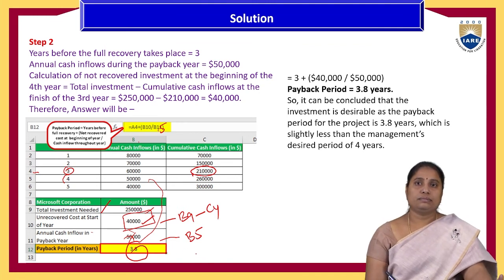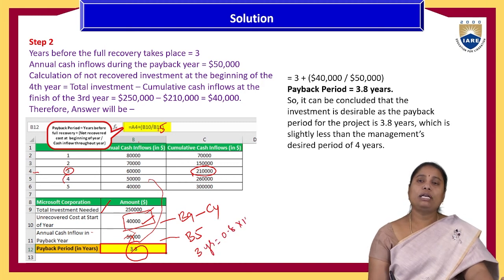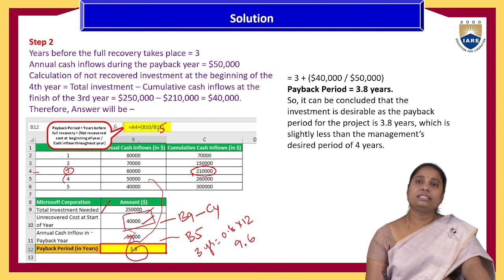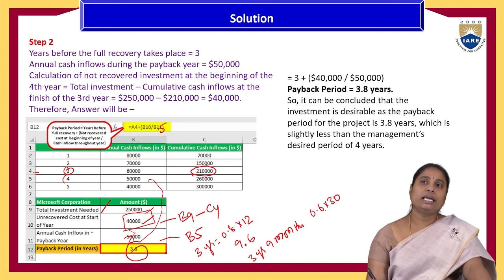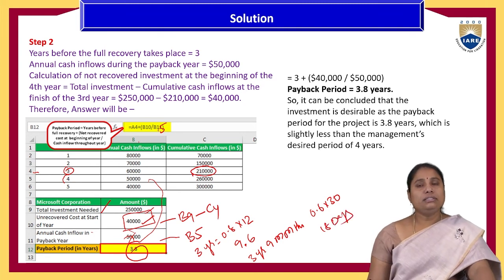3.8. 3.8 means 3 years. 0.8 into 12 is 9.6, which means 3 years, 9.6 months. Again 0.6 into 30 gives 18 days. So like this we can calculate.